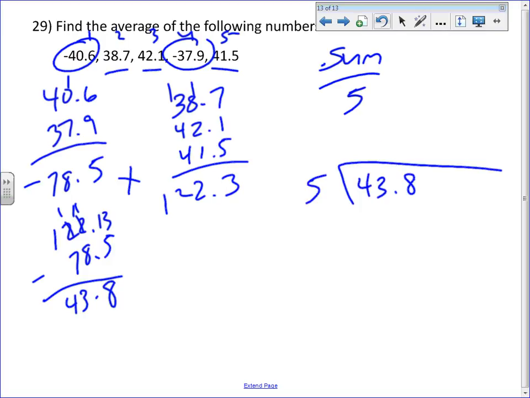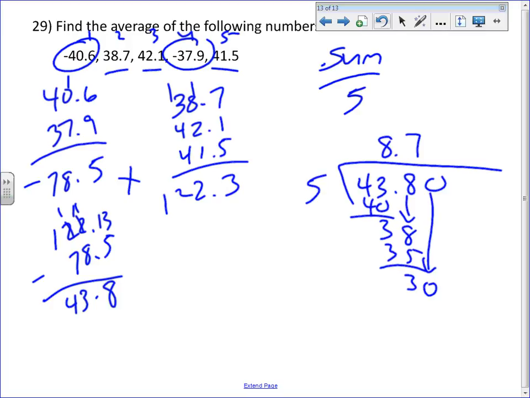5 goes into 43, 8 times. That's 40, minus. Bring down the 3, 5 goes into 38, 7 times. That's 35. Subtract, we get 3, add a 0, bring down, it's 30. 5 goes into 30, 6 times. So the final answer is 8.76.